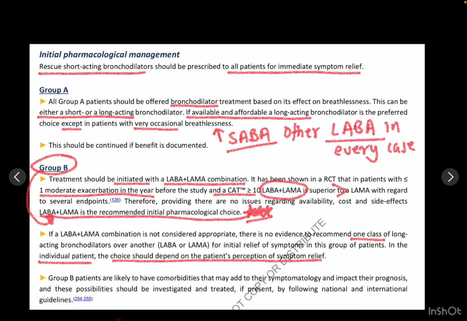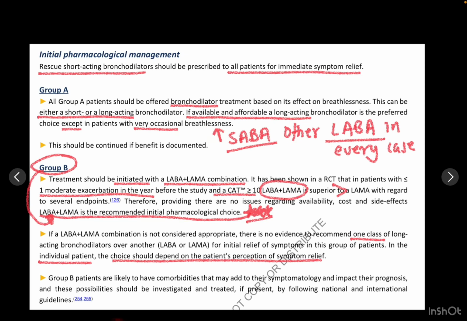Then they are talking about the groups individually. So rescue short-acting bronchodilators: we give them for immediate relief of symptoms in all patients. In group A, we have already discussed that all group A patients should be offered bronchodilator treatment. This can be either a short-acting or long-acting bronchodilator. If available and affordable, a long-acting bronchodilator is the preferred choice, except in patients with very occasional breathlessness. If breathlessness is very occasional, then we can give SABA. Otherwise, in every case, if available, we have to give LABA. Then they are telling this should be continued if benefit is documented. So we continue LABA only in group A.